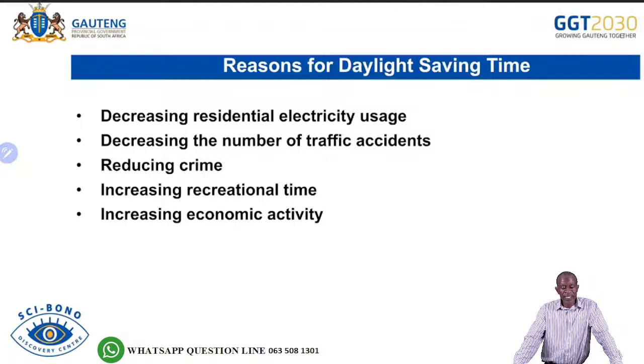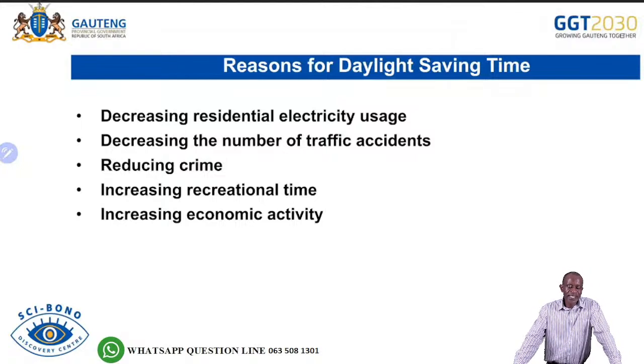So one reason for daylight saving is that it has an effect of decreasing residential electricity usage. So this explains that you have so much daylight and there is no need to switch on lights because days are longer than nights. So you have that extension of the day where you can go without switching on the lights.